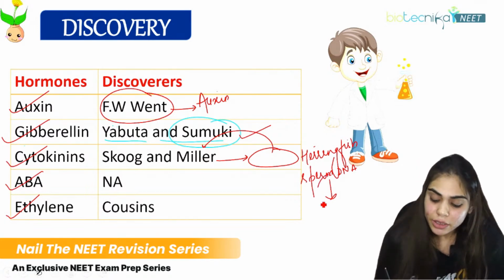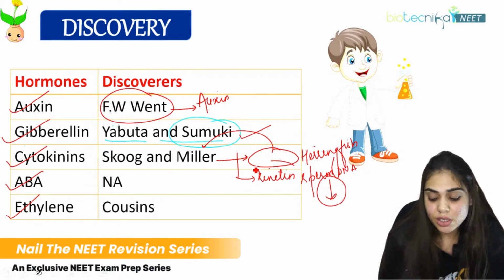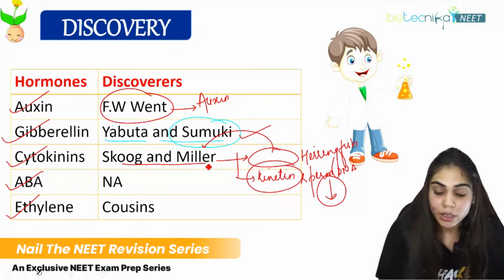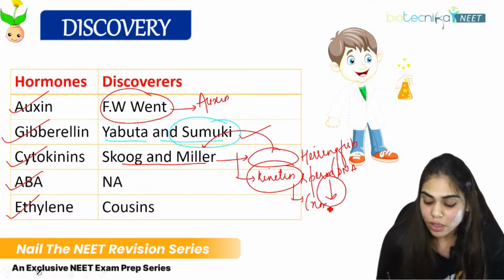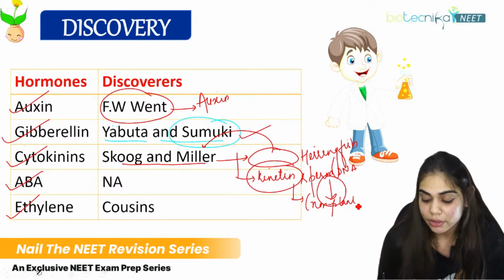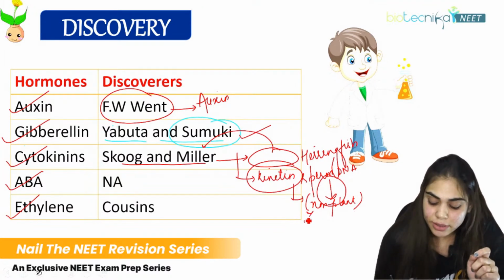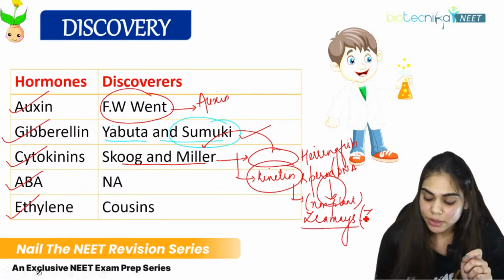Now, what they did, they isolated one compound from this, and this compound is known as kinetin. This is the very first cytokinin that was discovered by Skoog and Miller. But this cytokinin was not plant-based. It was a non-plant-based cytokinin. So the very first plant-based cytokinin was isolated from corn, that is Zea mays. Now this cytokinin is known as zeatin.